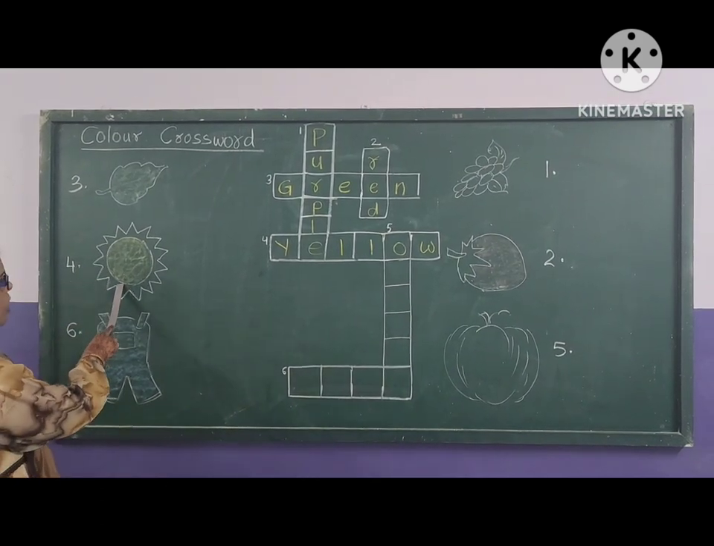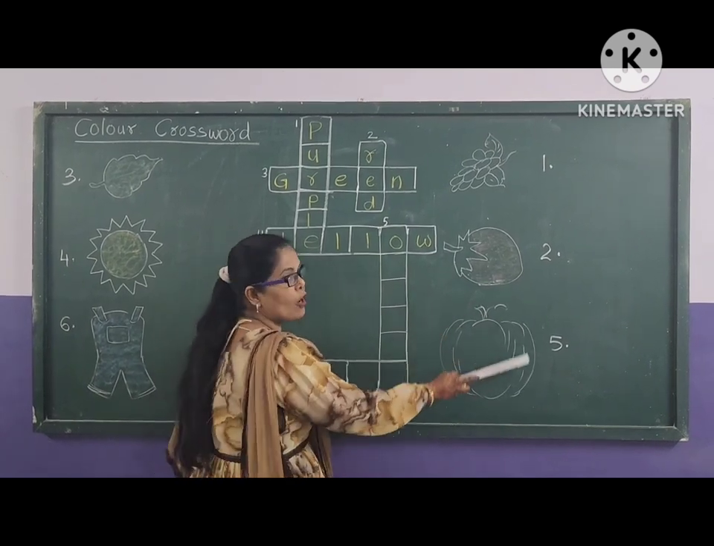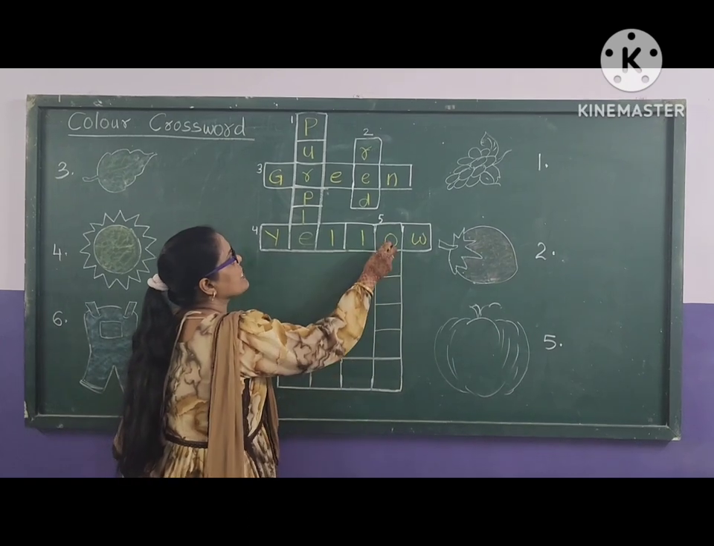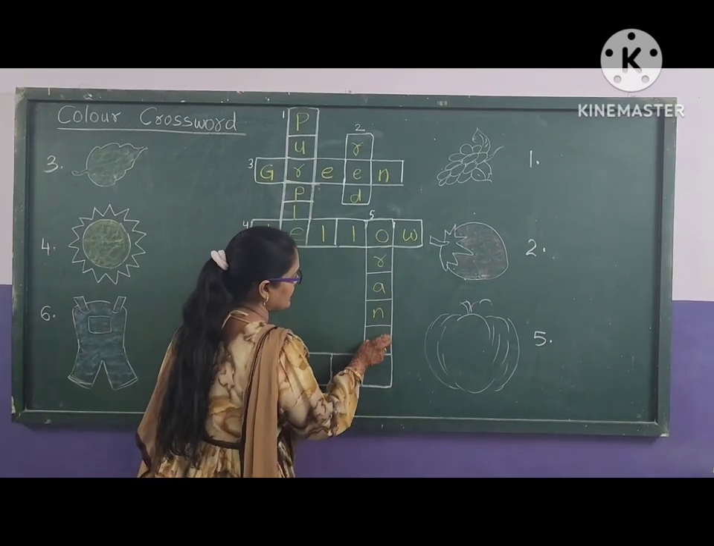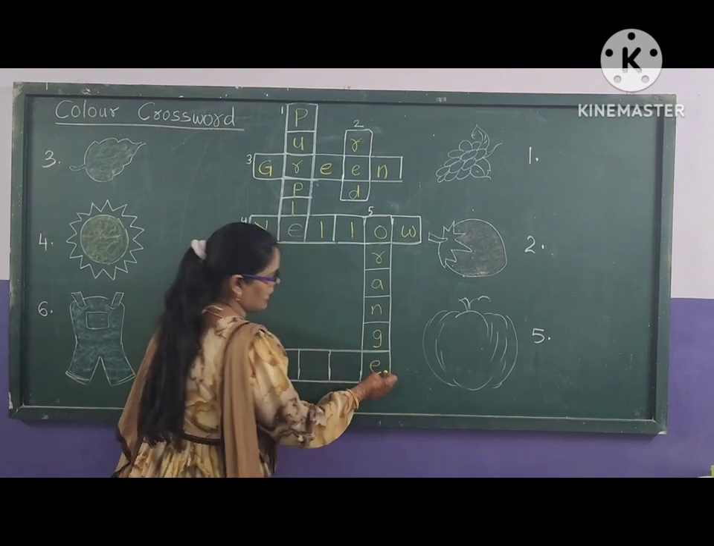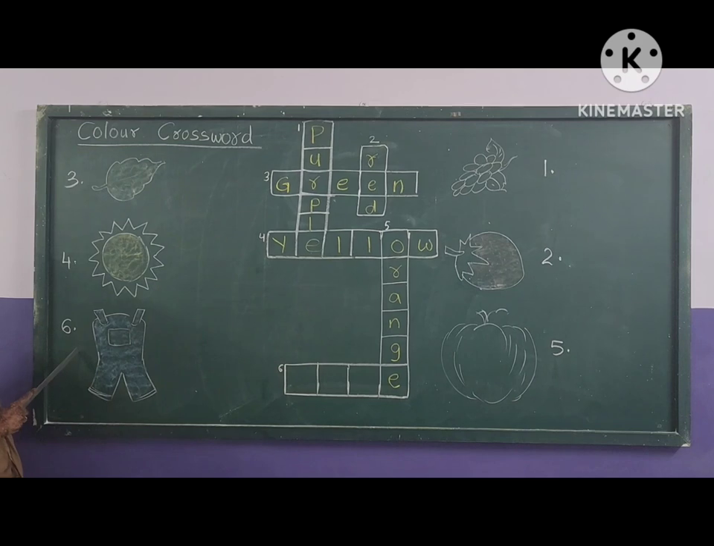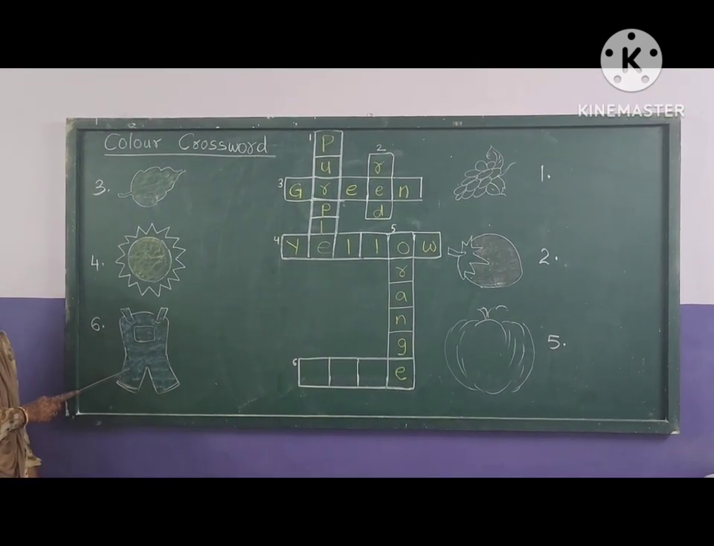The next, now fifth image is pumpkin. Pumpkin is of orange color. So what's the spelling of orange? O-R-A-N-G-E. Orange. And now the last image, number 6, this is of one dress and that is of blue color.